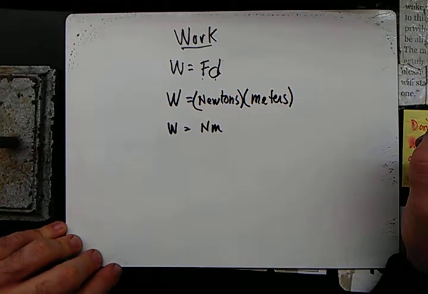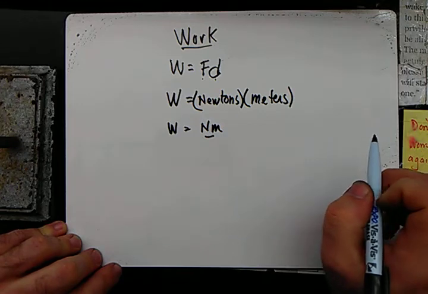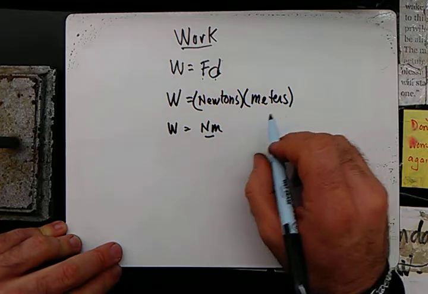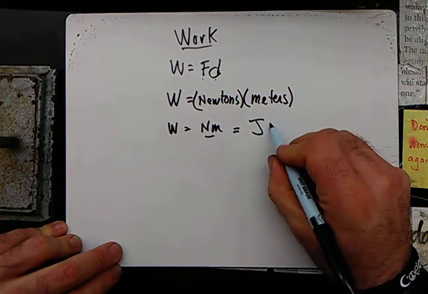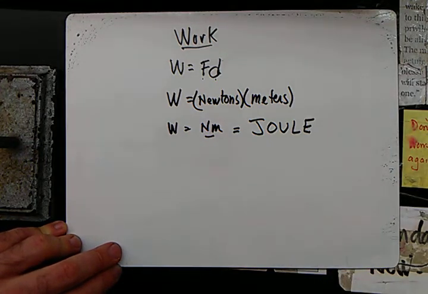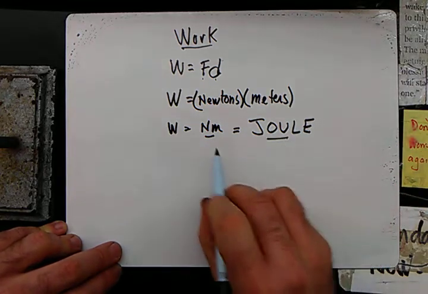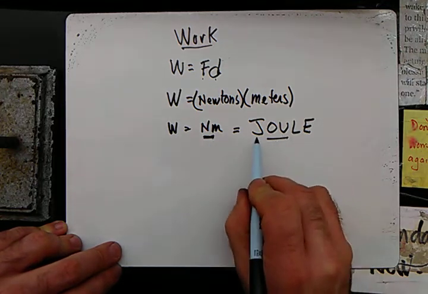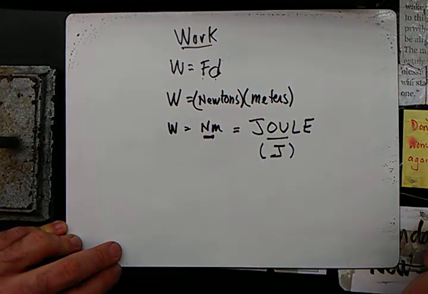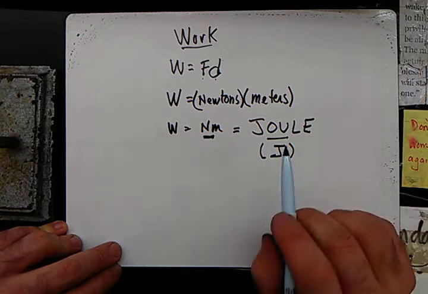So rather than call it Newton meter, we're going to call it something else. We're going to call it a joule. It's in honor of James Joule, who made the contribution to developing the idea of energy. So this is just the guy's name, but instead of a Newton meter, we're going to call it a joule. And we can actually abbreviate joule, J. So here's where we have our units here.